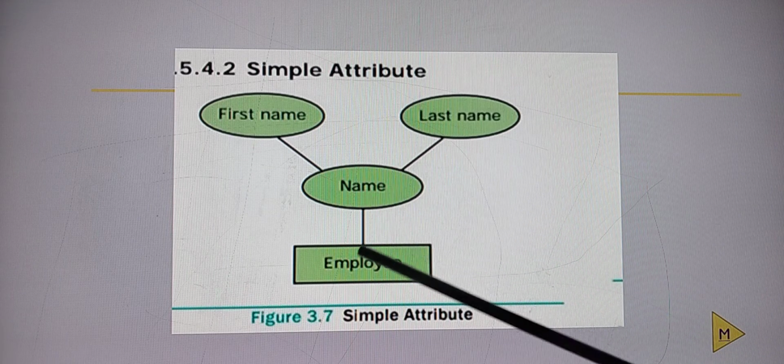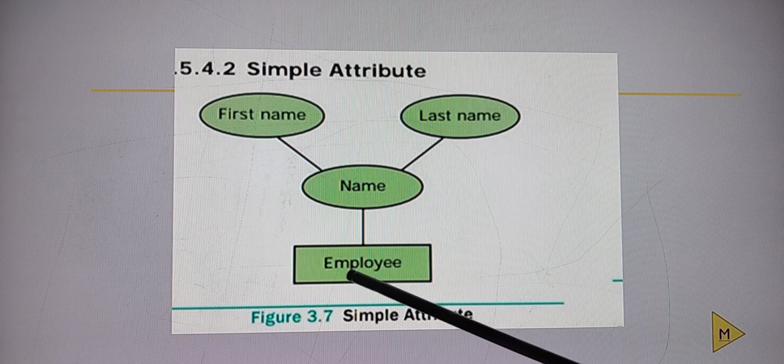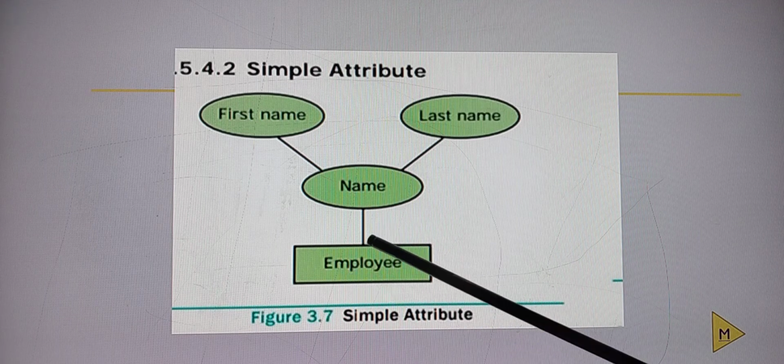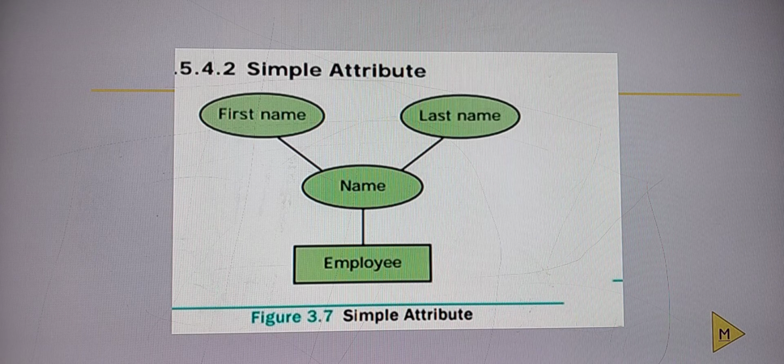So, it is again an example of a composite attribute. Splitting this one will give you the simple attributes. Don't forget, the meaning of that attribute will not change for you. Yes, next we can move on to the next one.